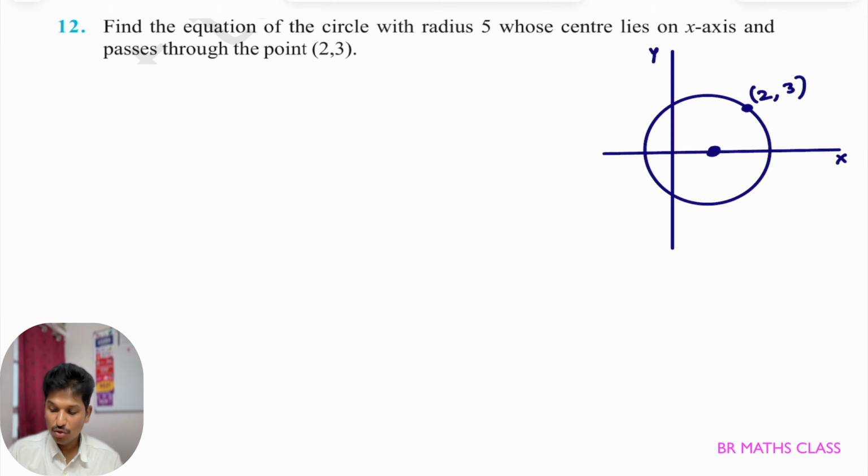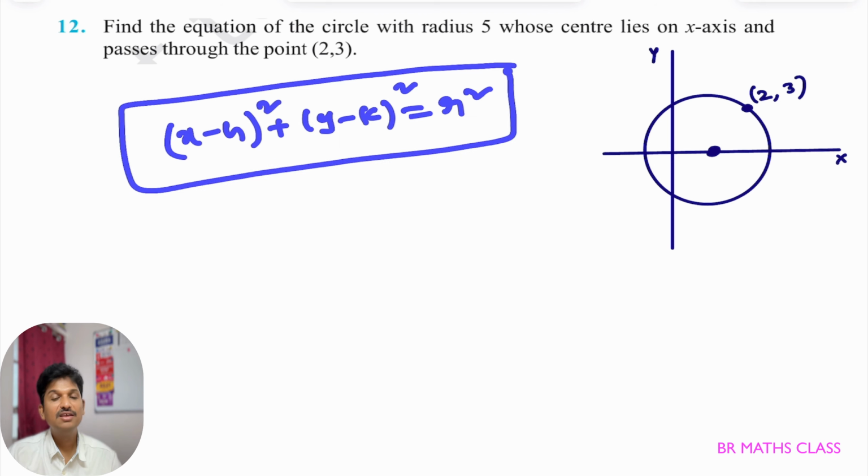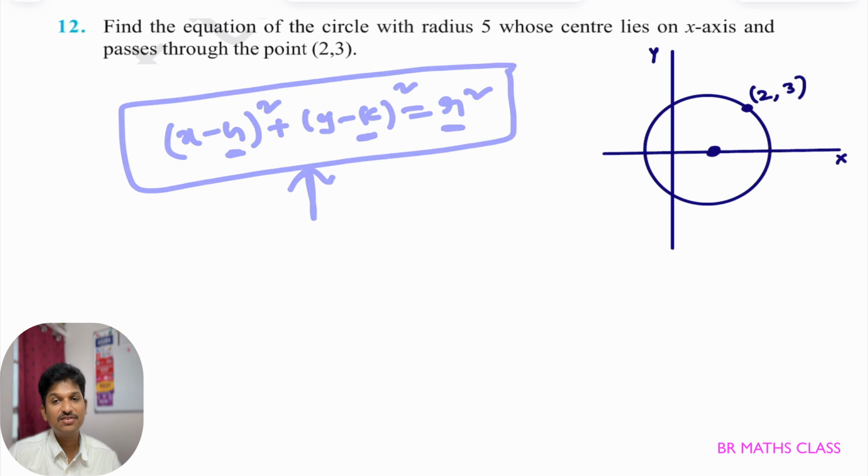You know the equation (x minus h) whole square plus (y minus k) whole square equal to r square. This is the equation of a circle whose center is (h, k) and radius is r. We use this formula to find the equation of a circle. To use this formula, what things do you need? You need the h value and the k value. (h, k) is the center of the circle, and r is the radius of the circle.